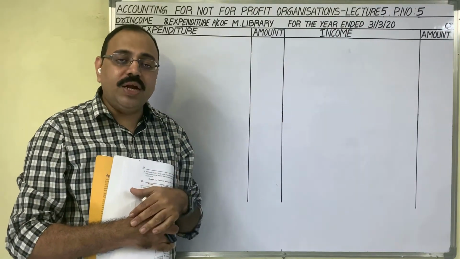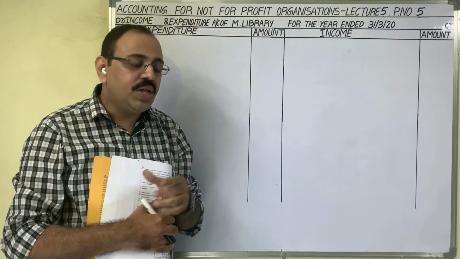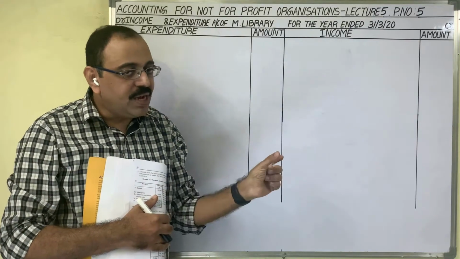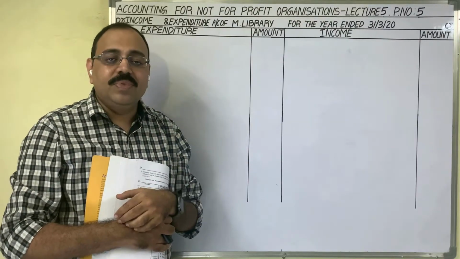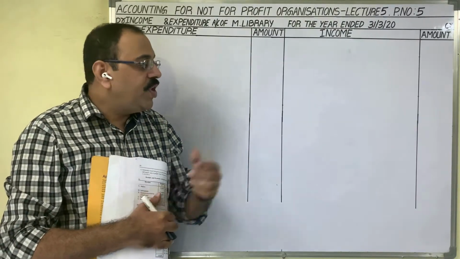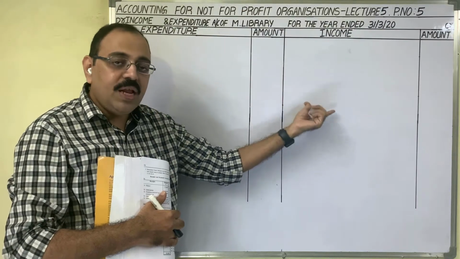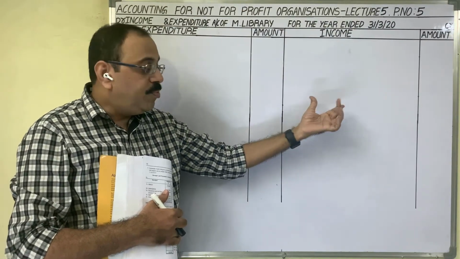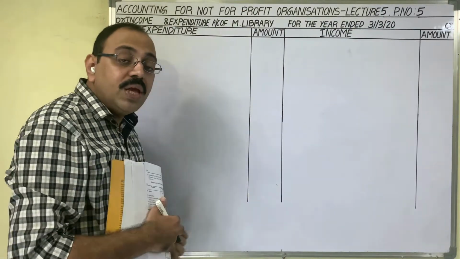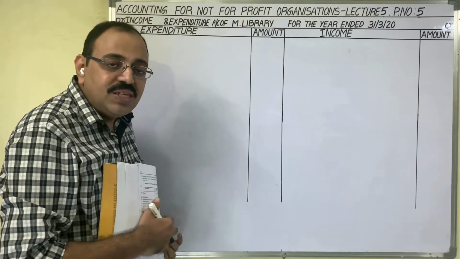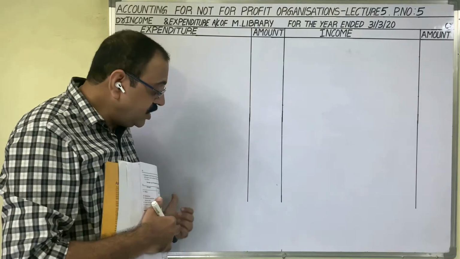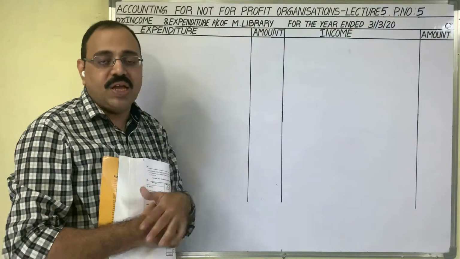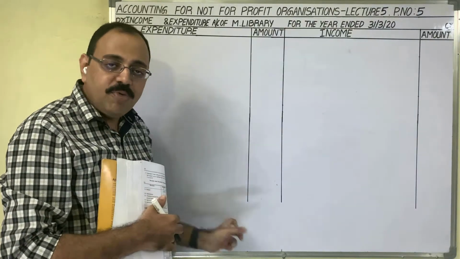So as a student, which one should you follow? Whether to treat this income as capital income or revenue income? You can treat it as either. The only point is, whichever you choose, below the table you have to give one note: entrance fees is treated as capital income, or otherwise, entrance fees is treated as revenue income. Like that, clearly you have to mention.